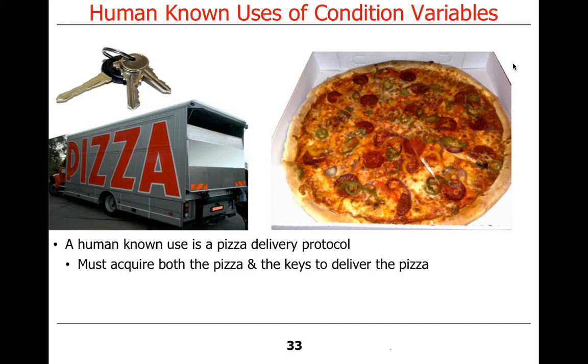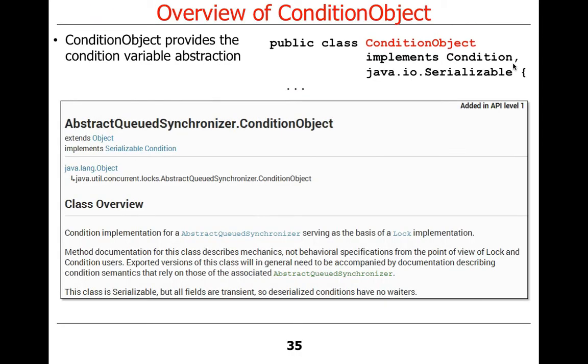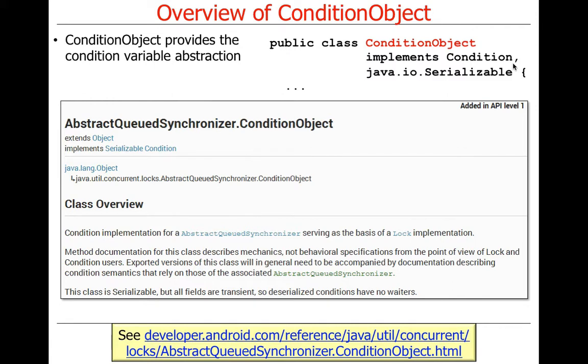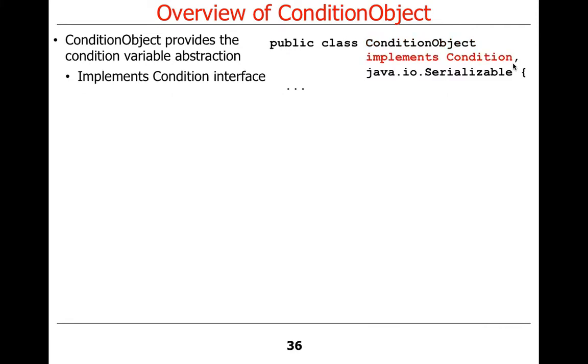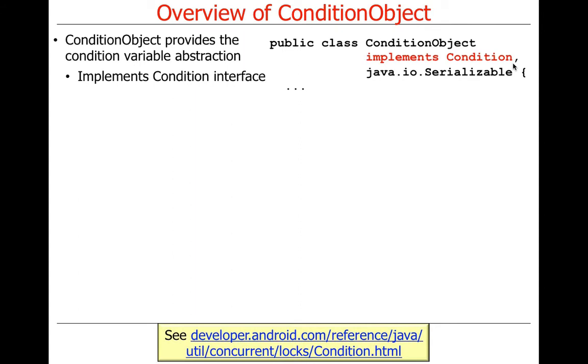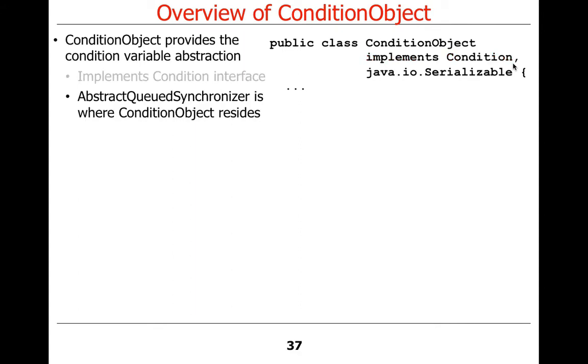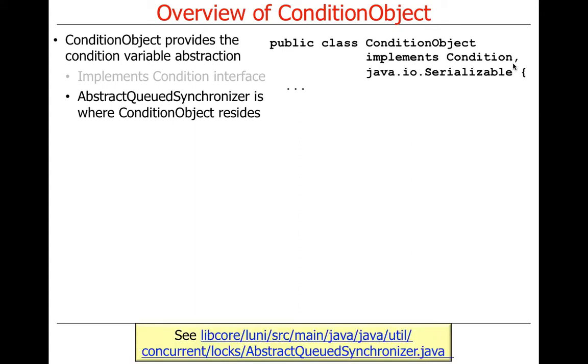So keeping that metaphor in mind, that gives you a pretty good human known use for condition objects. All right, so let's talk about how these things actually work in Java. The condition object provides the condition variable abstraction. And as you can see here, the condition object is a class. It's part of the abstract queued synchronizer. It implements the condition interface, which is described down here. And under the hood, the AbstractQueuedSynchronizer.java file is where the condition object actually resides, which is down here. So you can go look at the source code if you want to.